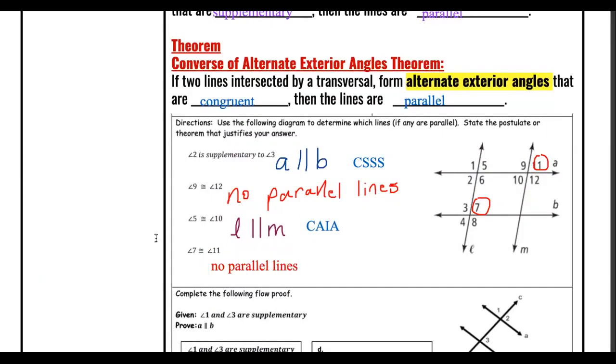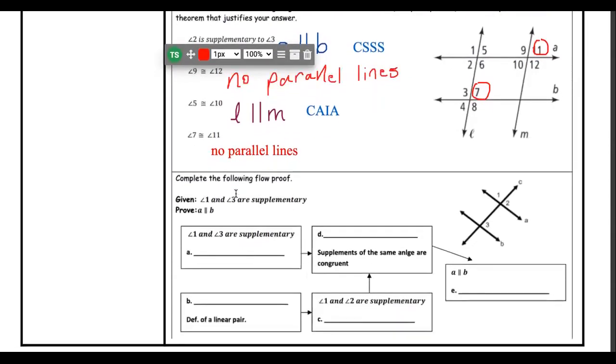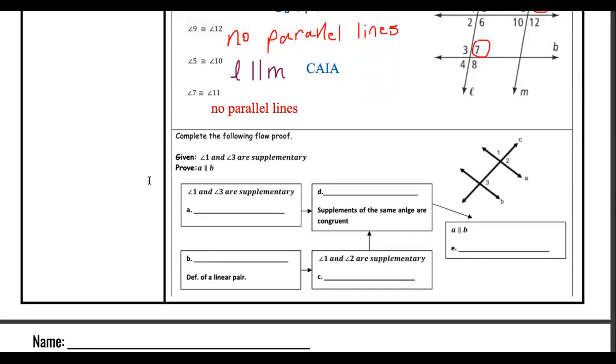All right, and those are some examples of how you can use the converse of those theorems, okay? Let's look at a proof, a slightly different proof than what we've done before. We've been doing two-column proofs. This is what we call a flow proof because it has a box that flows to another, that flows to another, and so forth, okay? So you do start out the same way as a two-column proof. You always start with the given, and you use information from your figure.